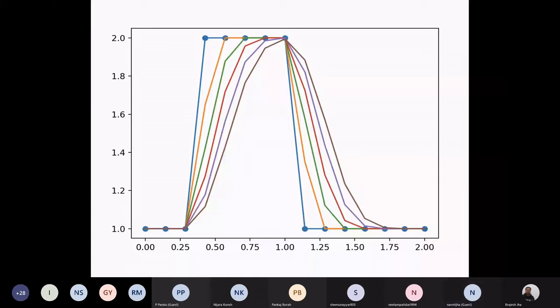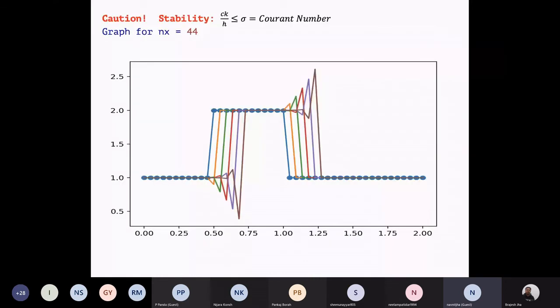Next, same experiment, I am going to put nx equal to 44. The graph looks like this. From this graph, can we say the wave is moving as per our initial condition, as per our initial wave? Because there are so many fluctuations towards the left and so many fluctuations towards the right.